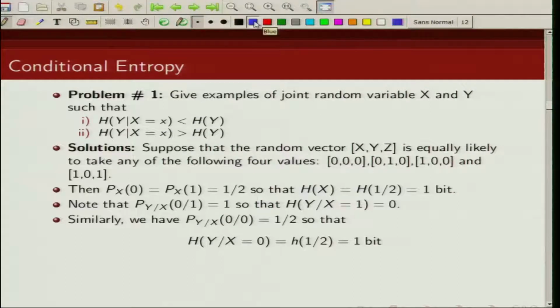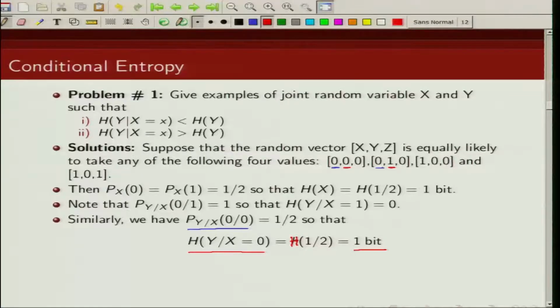Now similarly, let's try to calculate uncertainty in y given x is 0. So when x is 0, this is x is 0, this is x is 0. So what happens to y when x is 0? In one instance it is 0, in the other instance it is 1. So with probability half it's 0 and probability half it is 1. So what is the uncertainty in y given x equal to 0? That is basically minus half log of half minus half log of half, which is 1 bit.